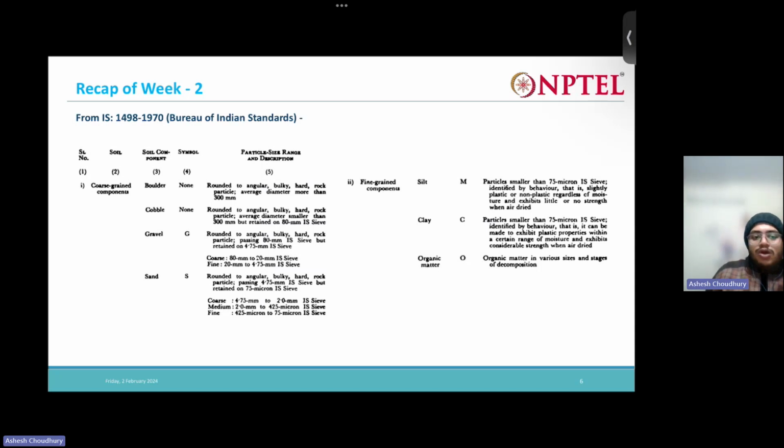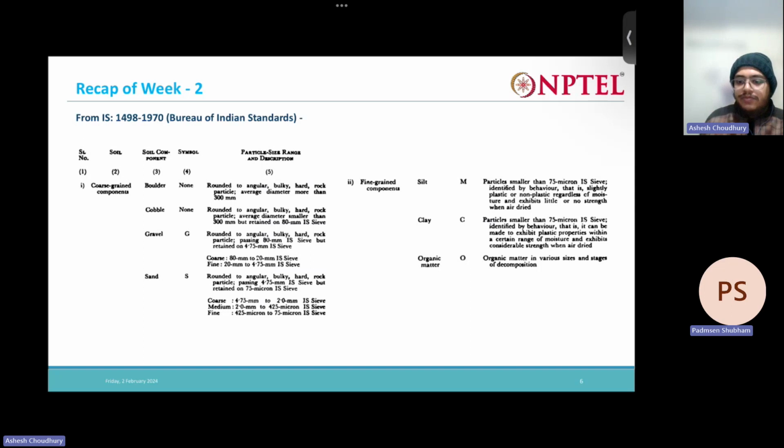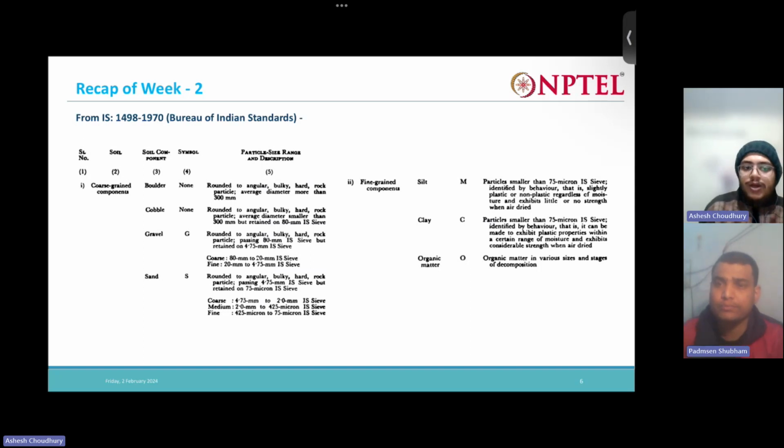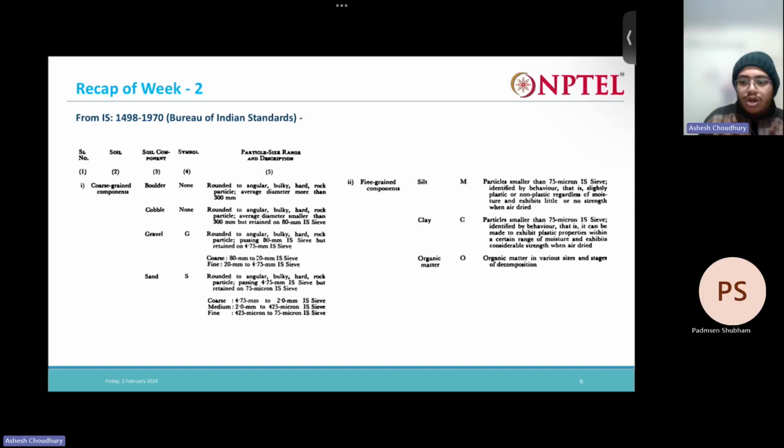For boulder, if the diameter of the particle is greater than 300 mm, that is boulder. Then between 80 and 300 mm, we call it cobble. Then we have gravel: if it's greater than 4.75 mm and lesser than 80 mm, we call it gravel. Then we have sand.